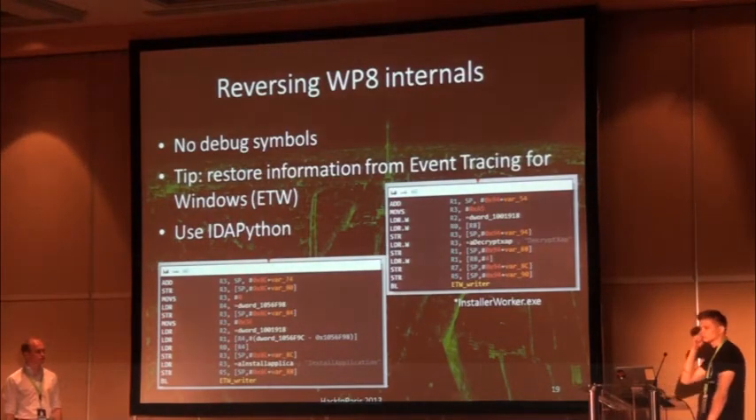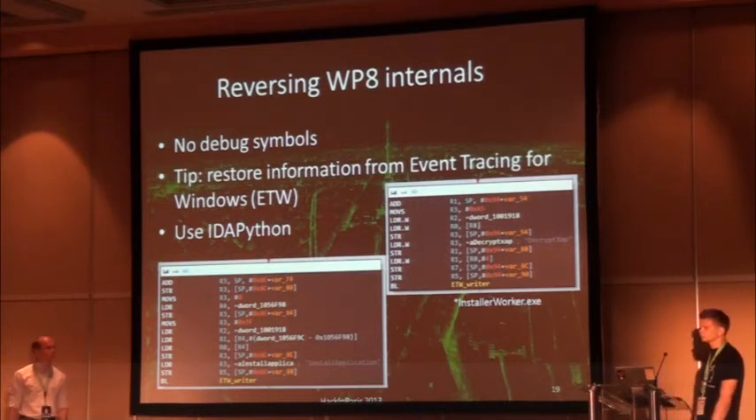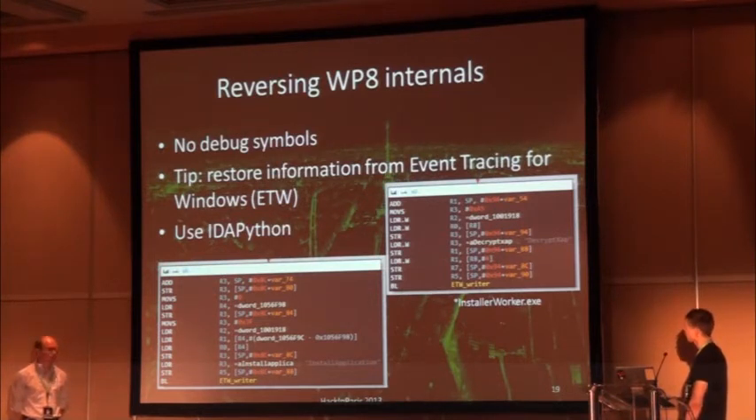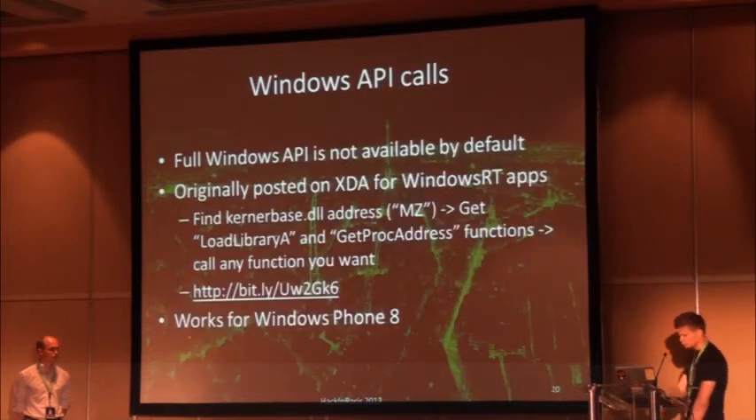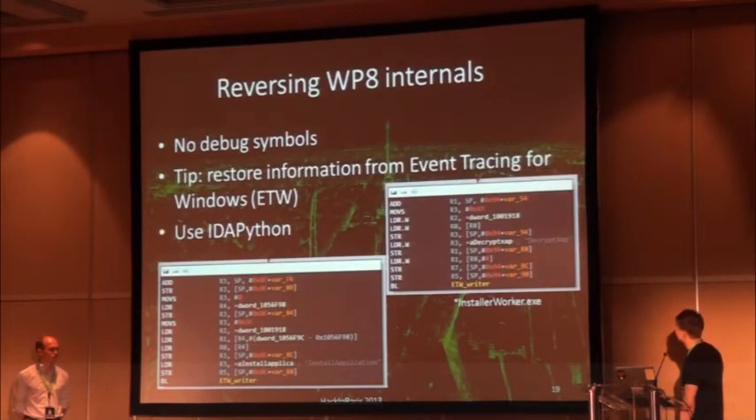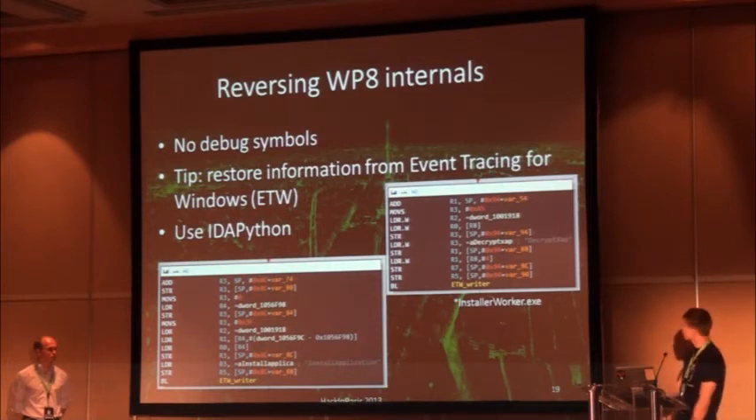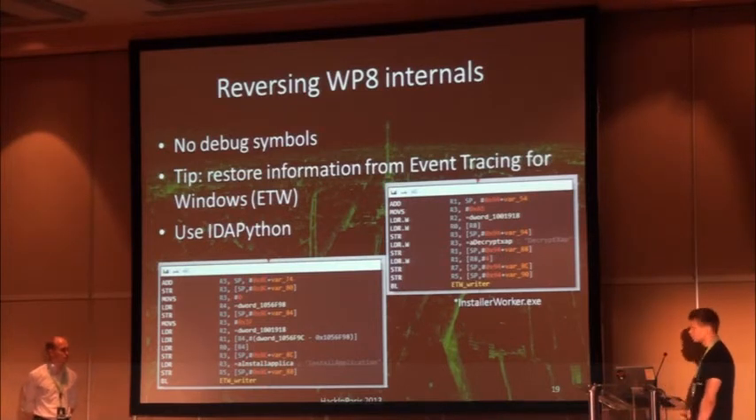Now let's see how we can learn something from system binary files. Unfortunately, debug symbols are not available, but we can use Event Tracing for Windows to restore information. I wrote a simple plugin for IDA Pro using IDAPython, which finds the ETW write function and then makes a backtrace for the R3 register. The R3 register stores the name of the current function. If you want this script, I can share it.